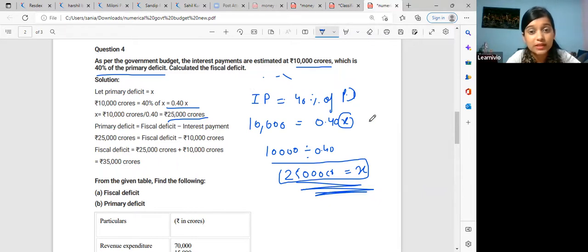Everyone, this much is clear. First, you have to find 40% of PD. Then you put it like IP is equal to 40% of PD, that means 0.40x. Then you find the value of x, because you assumed your primary deficit as x. Now you have your interest payment and your primary deficit, so simply put the values in the formula and you will get the answer. Yes, no, maybe? Not getting it, just let me know, ma'am, please explain it again. I'm doing that.